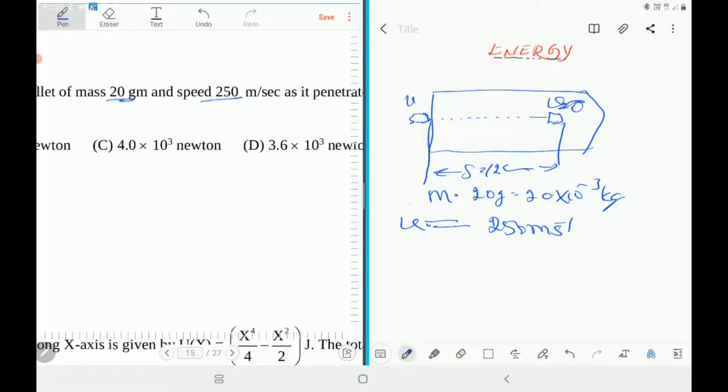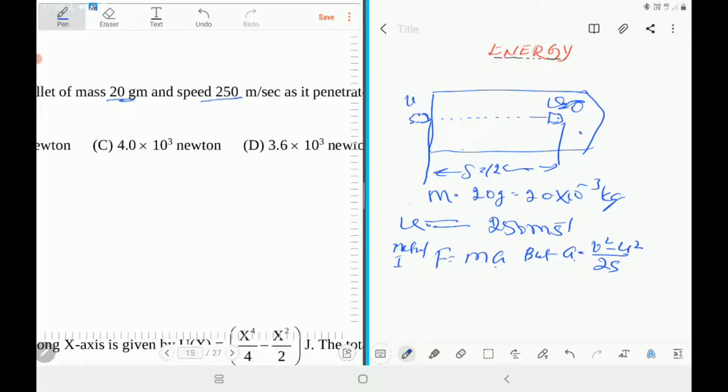Actually, we did this problem in motion in a straight line. Initial velocity u, final velocity 0, finding the acceleration. From the acceleration, we did this method. The force F equals ma. But what is a? a is v square minus u square divided by 2s. Recall how we got it: v square equals u square plus 2as. You put the value of a here, solve, and you get the answer. This is one method, method 1.